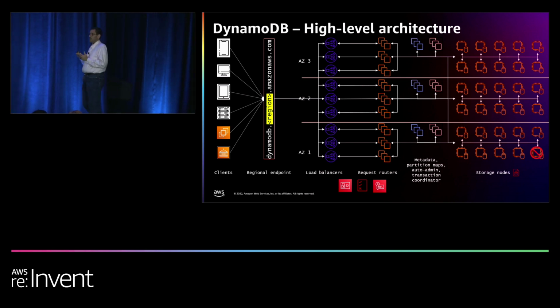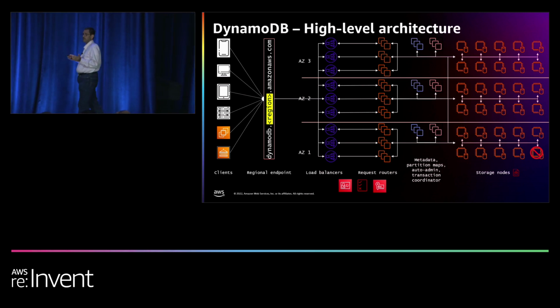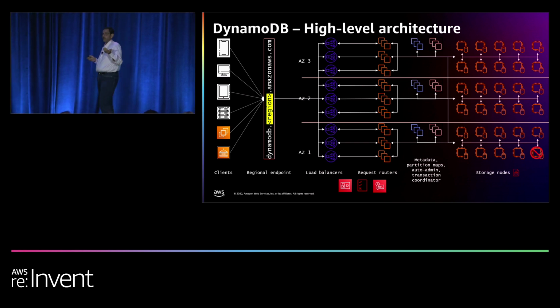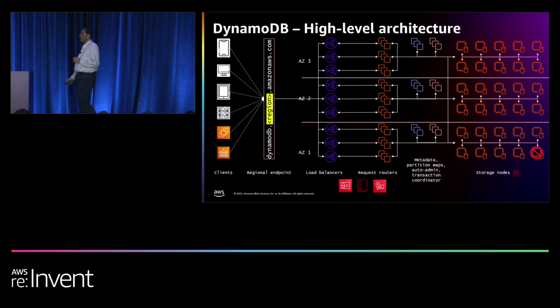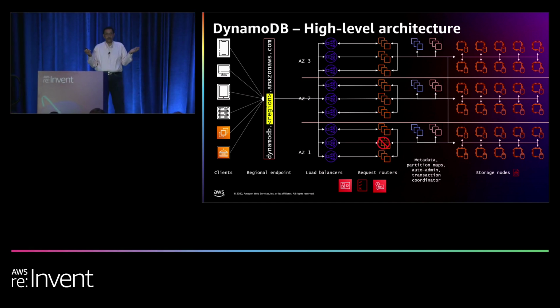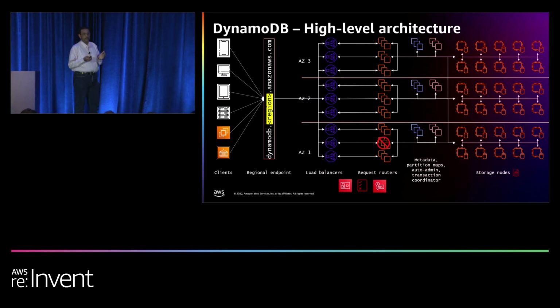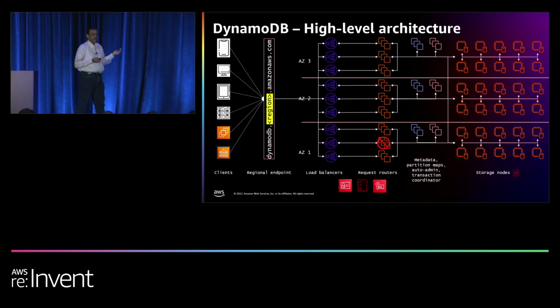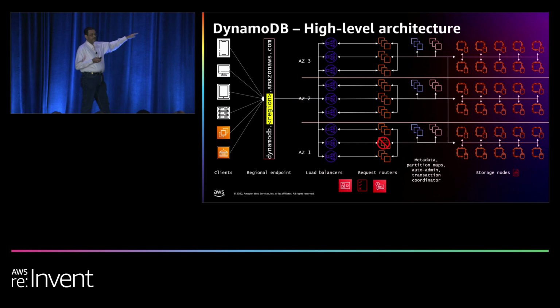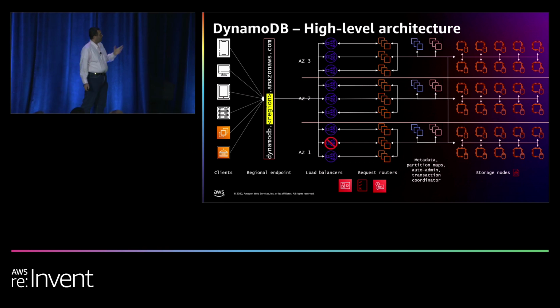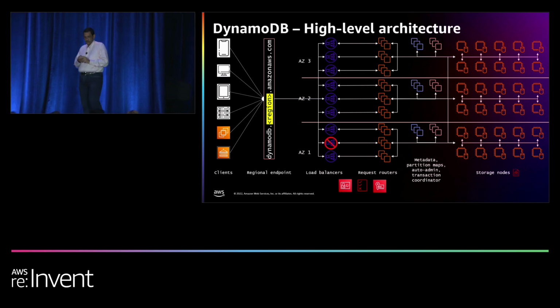We are continuously deploying software. If we can take an entire AZ out, we can take a storage node out anytime we want. We can take a request router out anytime we want. And there's no maintenance windows because of this. It's completely serverless, no maintenance windows, and all of this is completely invisible to you as a user. And of course, we do the same thing with load balancers.